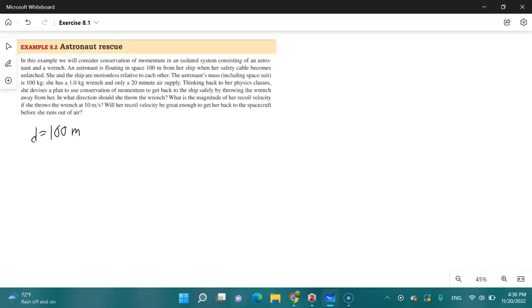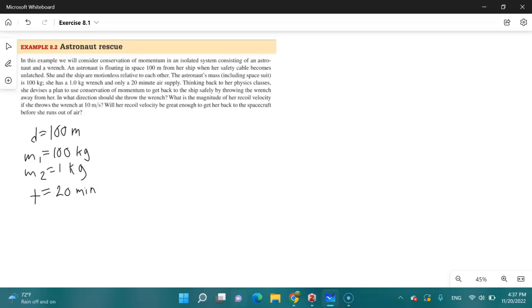The astronaut's mass, including the spacesuit, so that's our first mass, is 100 kilograms. And now the mass of the wrench is 1 kilogram. And she has a 20-minute air supply. So we put that the time is 20 minutes.